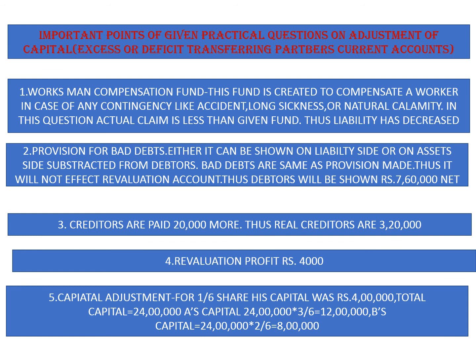Now, creditors are paid 20,000 more. Thus, real creditors were 3,20,000. Now it is 3 lakh. If you prepare revaluation account, here we will get revaluation profit of 4,000, which will be transferred to A and B in their profit sharing ratio. Revaluation account debit 4,000 to A's capital, 4,000 to B's capital.